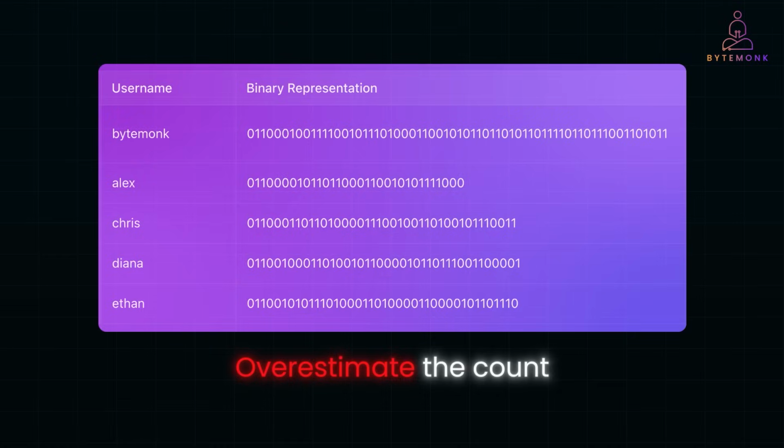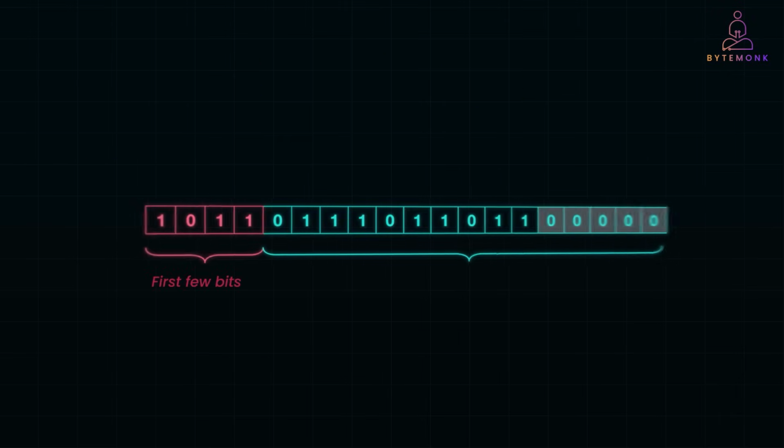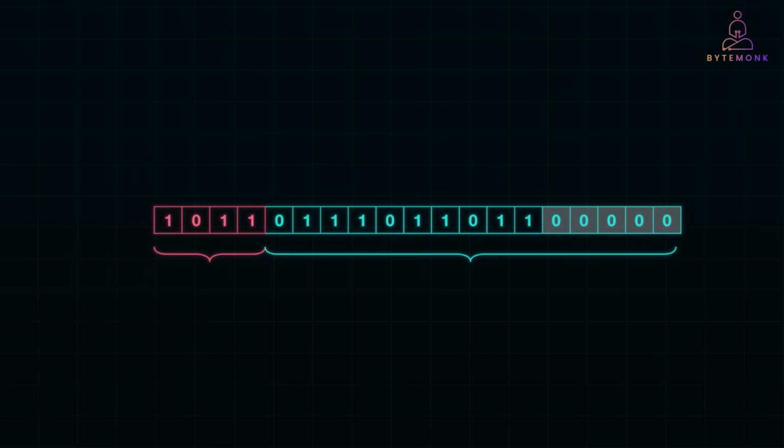Now, instead of relying on a single value, we introduce m buckets. Let's say we have 16 buckets in our case. And to decide which bucket an entry belongs to, we take the first few bits of its binary representation. Let's use 4 bits and convert them into a decimal number. This number acts as the bucket index, and the remaining bits are sent to that specific bucket.